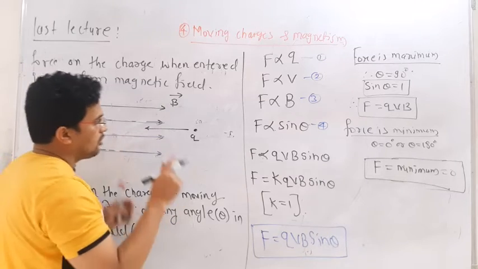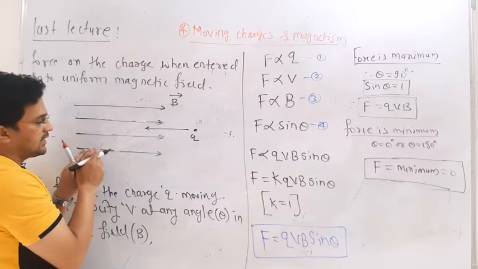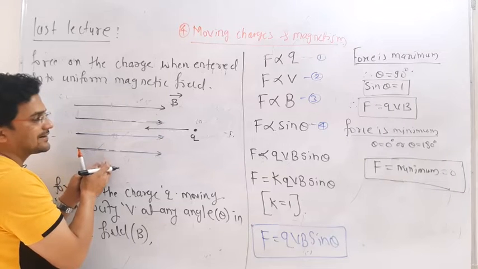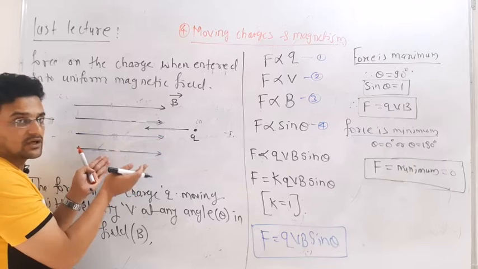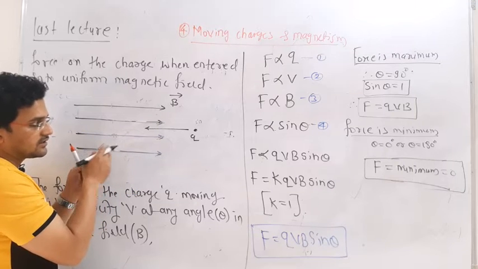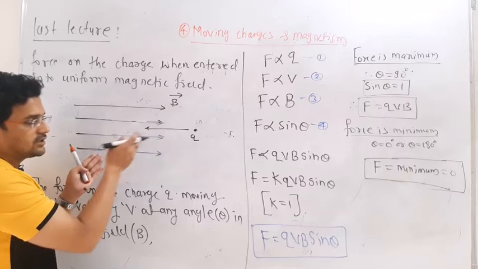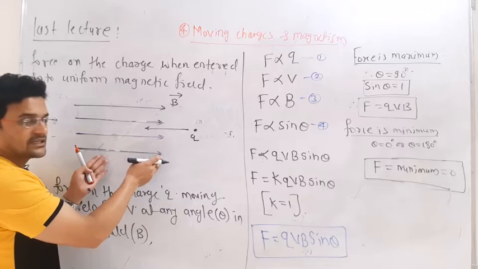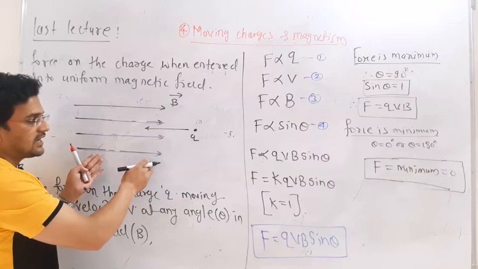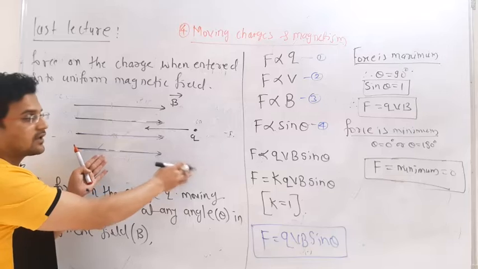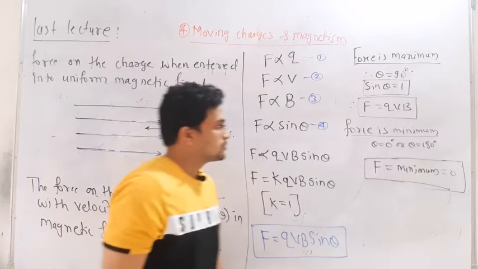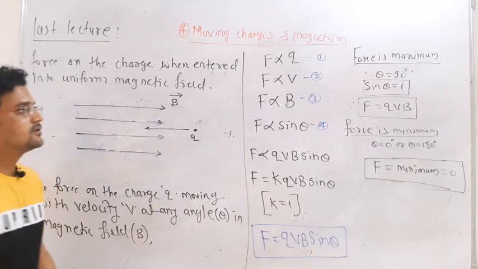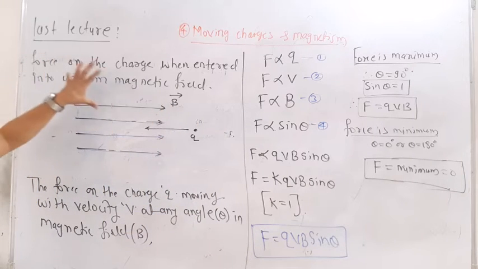That means force will be applied on the charged particle if theta is greater than 0 degrees and less than 180 degrees. So at 0 degrees force is minimum, at 90 degrees force is maximum, and as theta increases from 90 to 180 degrees, the force decreases again. So these are the things regarding the force on the charged particle.